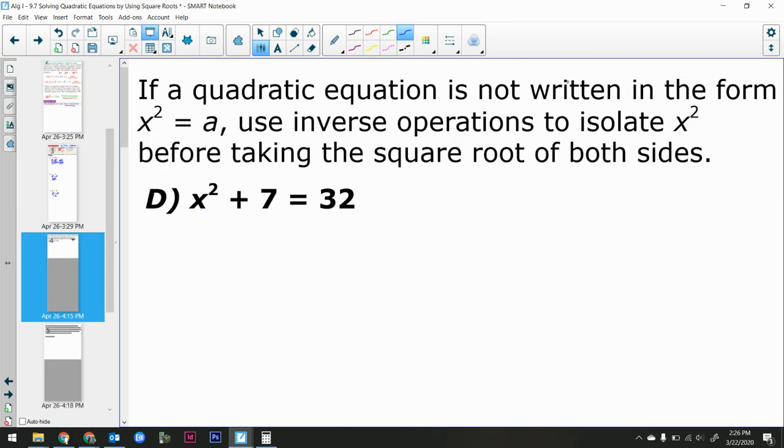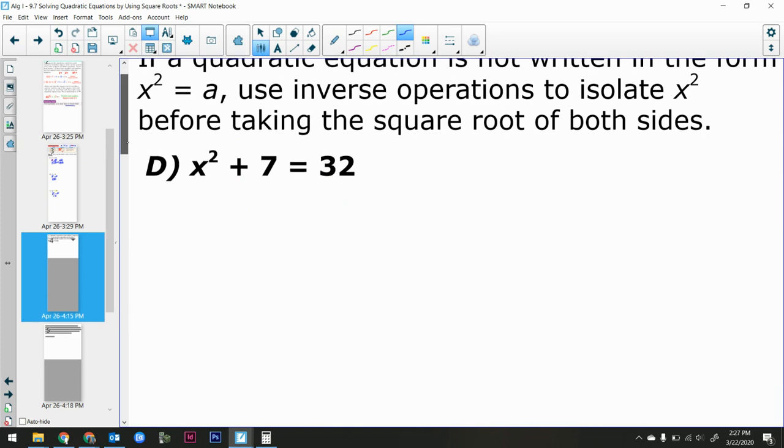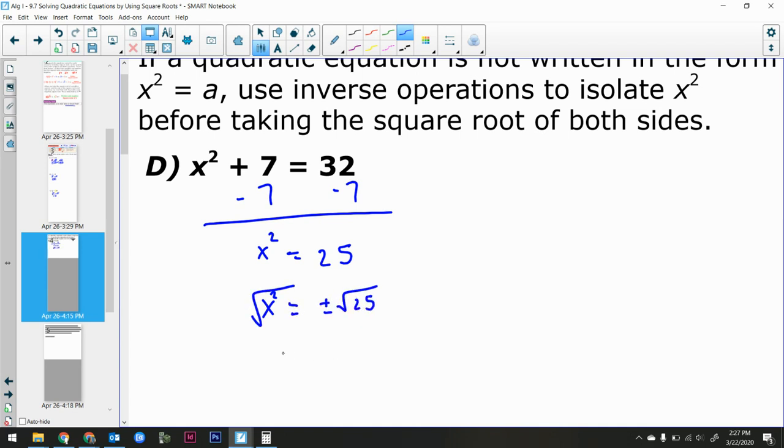If a quadratic equation is not written in the form x squared equals a number, we can use inverse operations to isolate the x squared. So here's what I mean by this. Well, just get x squared alone. Notice again how there's no b term. There's no number, just number times x. So we can solve this by taking square roots. 32 minus 7 is 25, so we could take the square root of 25. The square root of 25 is 5, so it's plus or minus 5.